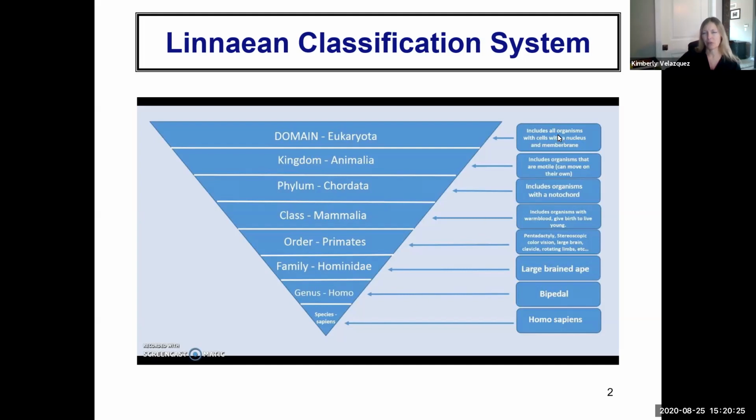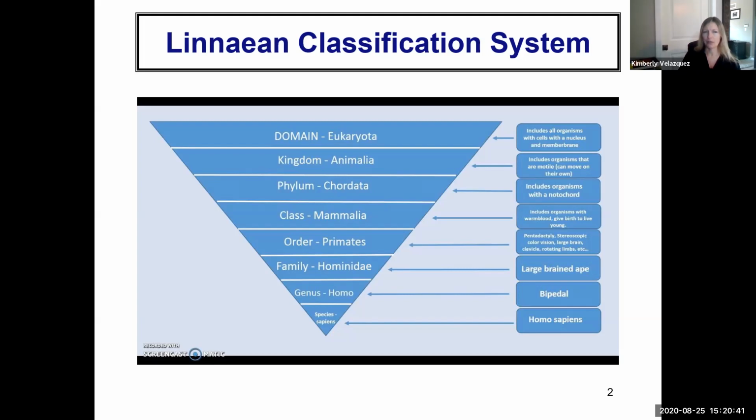So over on the side, if you want to read all of these, it tells why we're in those categories. But it's important to know this order of classification. So I might ask you, what is the correct order of classification? And you would have to list them in order.